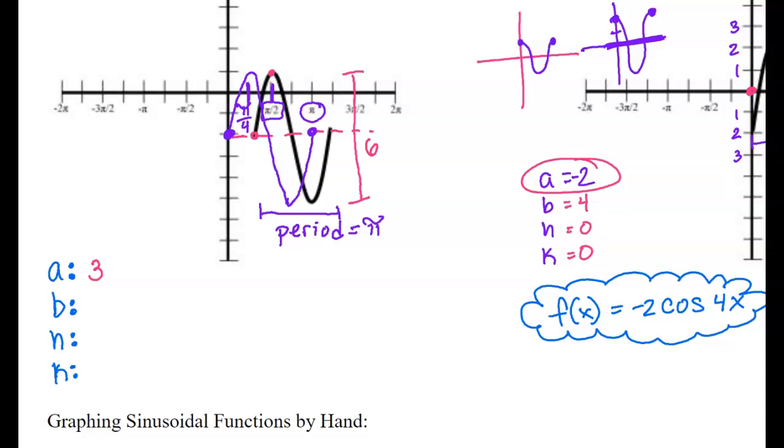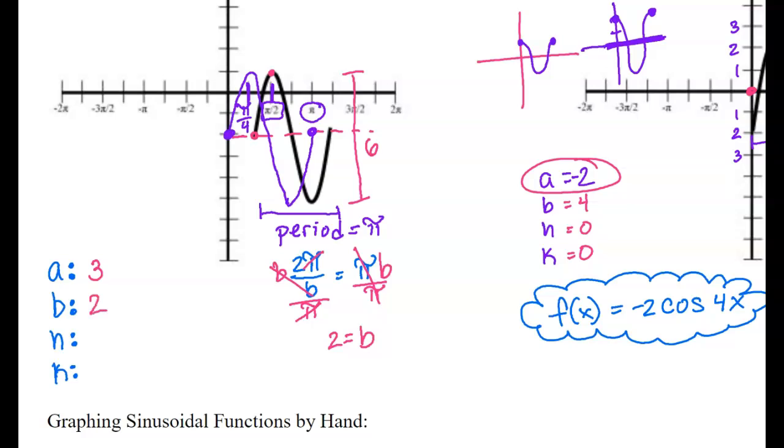What do we do to find B? What do we know period is equal to? 2 pi over B. So to solve for my B, you multiply both sides by B to get the B out of the denominator. And then to get the pi off of the B, you're dividing by pi. So what is our B value? 2. Yes, the pi's cancel there, leaving B as 2.